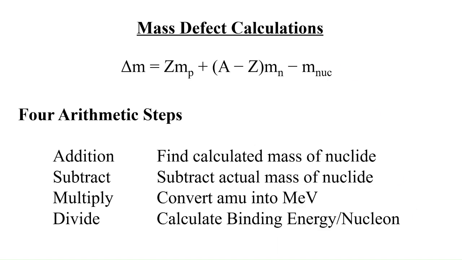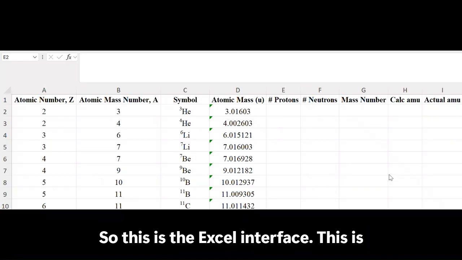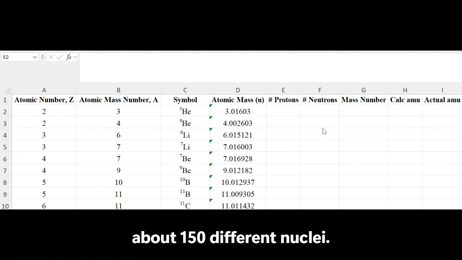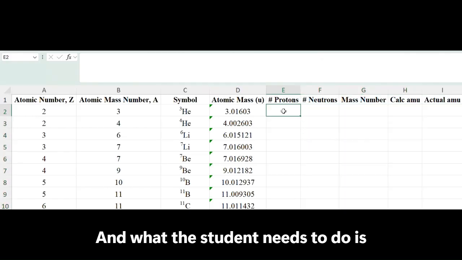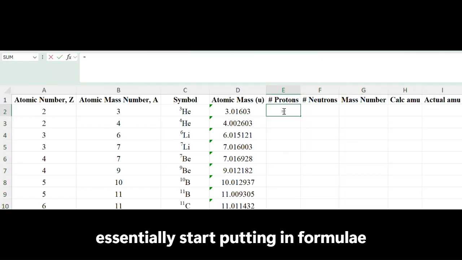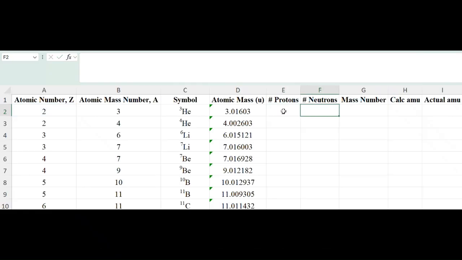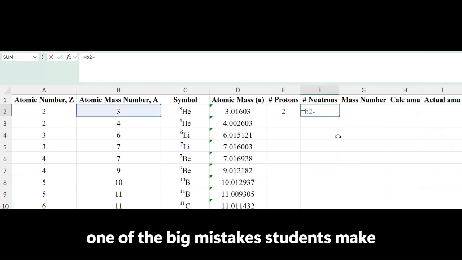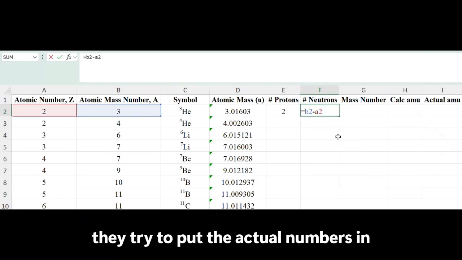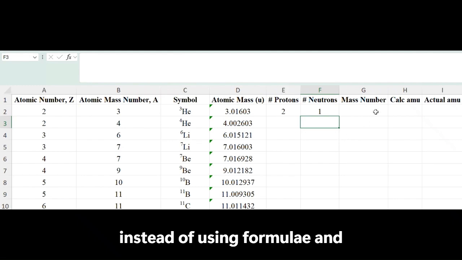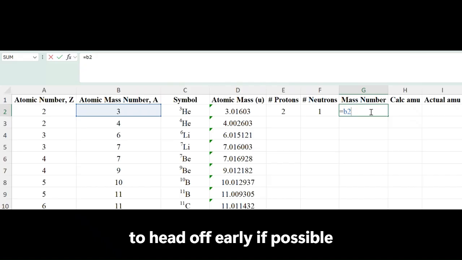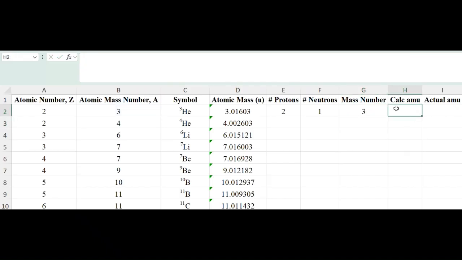Right, so this is the Excel interface. This is what the students are given. You can see there's a variety of data for about 150 different nuclei. And what the student needs to do is essentially start putting in formulae to mirror what they need to figure out. One of the big mistakes students make is they try to put the actual numbers in instead of using formulae, and so that's something that you really want to head off early if possible.